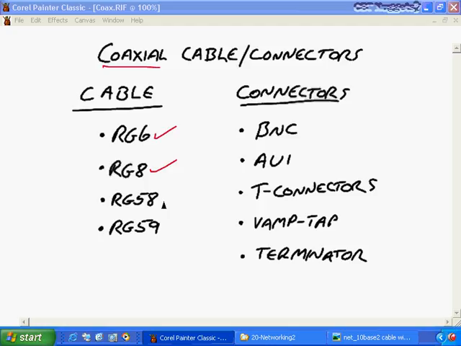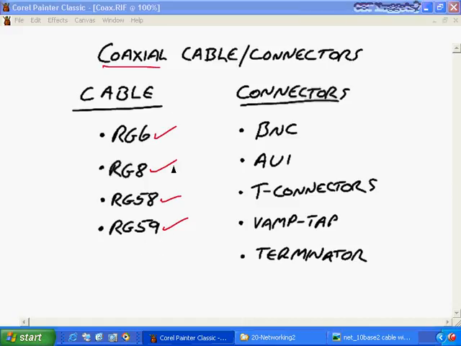And then this RG58 is more likely to be used for a drop connection to an individual PC. Like the name would imply, this kind of cable is called thin-net Ethernet, so it is a thinner cable than the RG8. And it looks very similar to your television kind of cable. The difference is that the electrical resistance in ohms is slightly different than the cable TV kind of cable, which would be RG59, and I just list it here for comparison purposes.